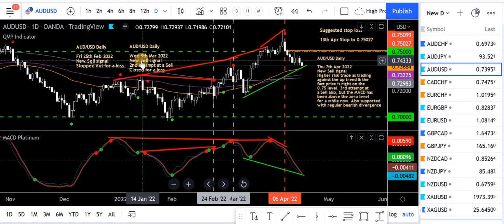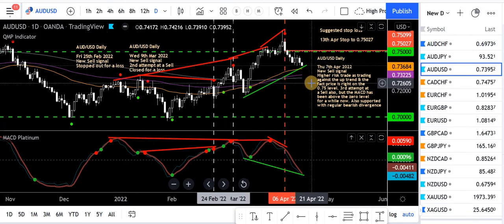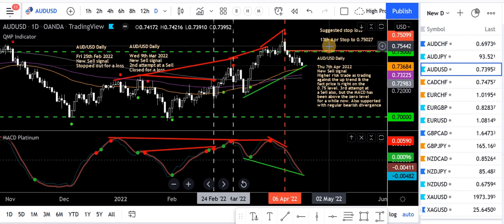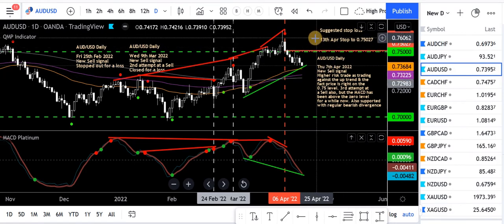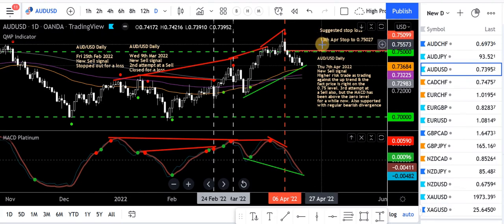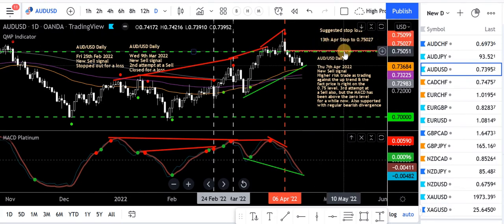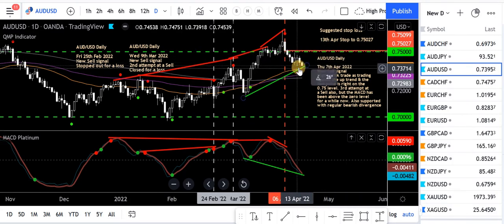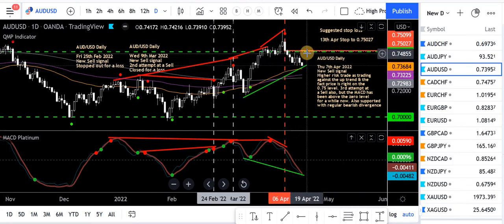You can see my notes on the left here. And on Wednesday, the 9th of March, so that's these two here. No go. Closed for a loss, stopped out for a loss. So not good. So you can see my notes here, suggest stop loss has been moved. 13th of April, I moved the stop to that level here. It was just getting stuck in here and price was around the MAs, didn't like it. So I moved the stop just below the entry level. In the meantime, it's going down nicely still.